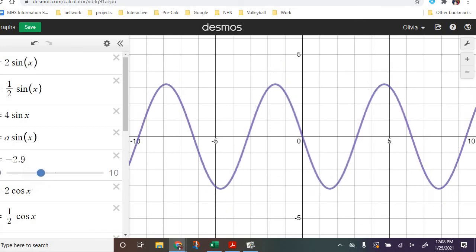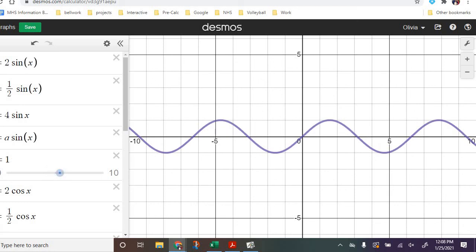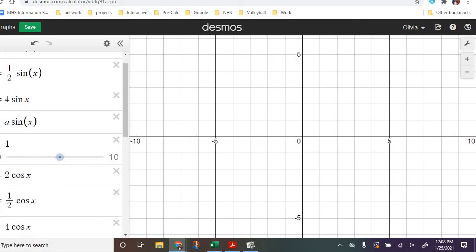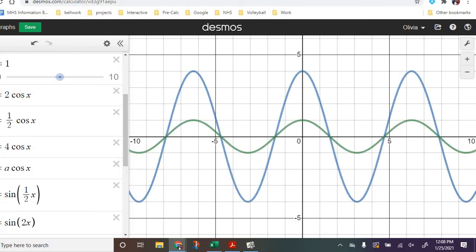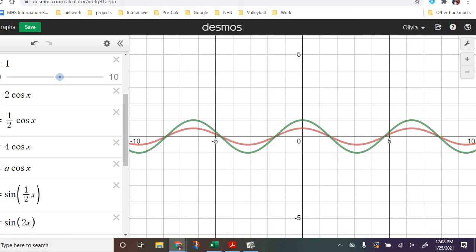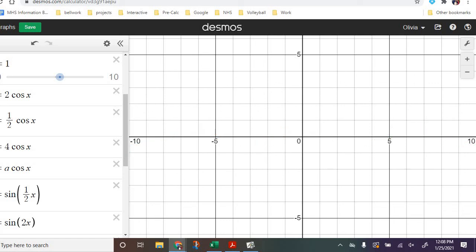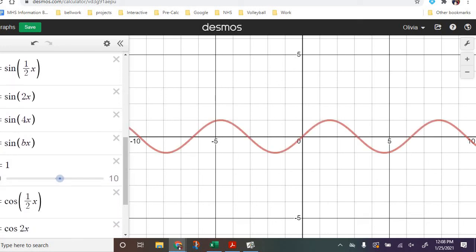Okay. Now, for our cosine graph, it's going to be quite similar. So there's my cosine graph. My 4 and my 2 on the outside are going to stretch it. My 1/2 is going to compress it. Okay? But now let's look at our numbers on the inside. So here's my normal graph. What do we think multiplying by something on the inside of our graph is going to do?